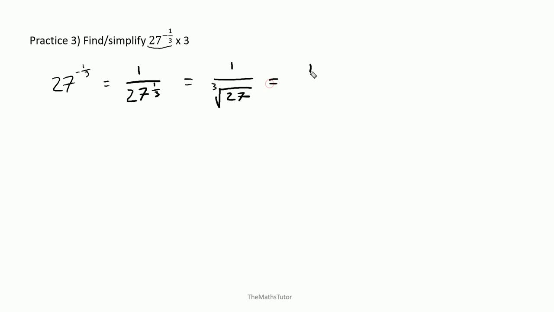And the answer to that is, of course, 3. 3 times 3 is 9, times 3 is 27. So now 1 over 3 times 3, looking at the second part now, is equal to 3 divided by 3, which is of course just 1. So 1 is your final answer.